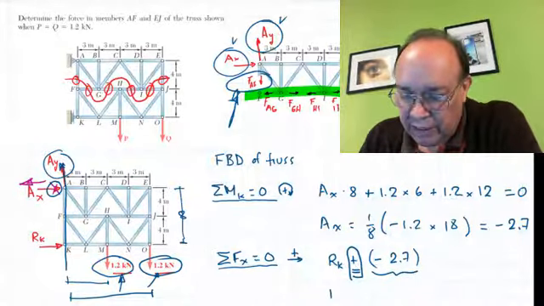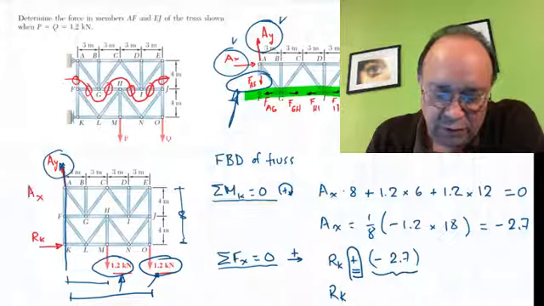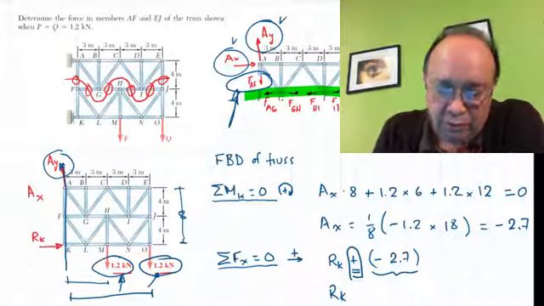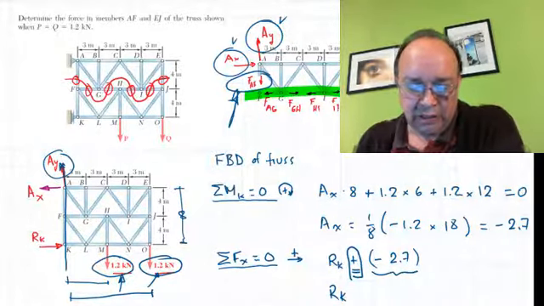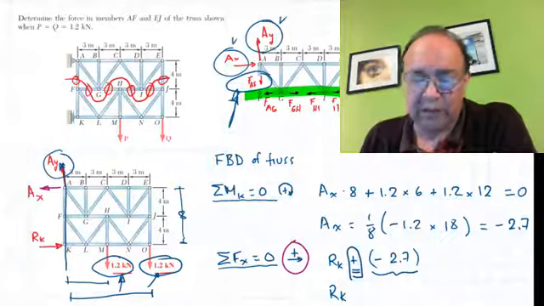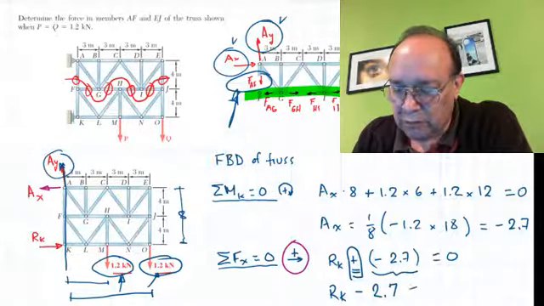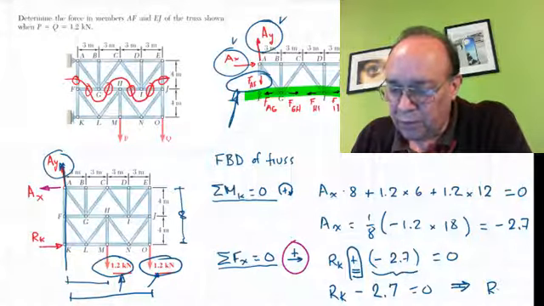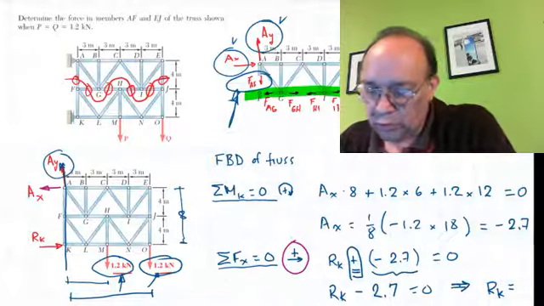Or I can write this RK, and I can erase the force going to the right and put it going to the left, the way it really is. So I have AX going to the left, which is negative with my sign convention. So I would write something like this. Either way is the same, equals 0. So RK equals 2.7.